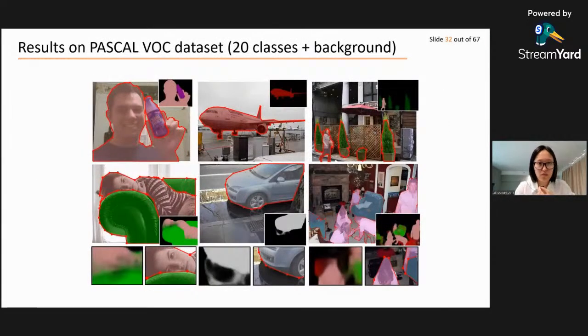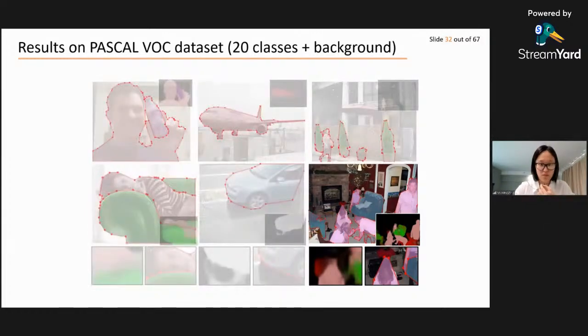Here are some results on the Pascal VOC dataset. The probability maps produced by DeepLab v3 are shown alongside each example. These probability maps are sometimes ambiguous. Our algorithm can capture well the silhouettes of these objects with low complexity polygons. On the bottom right, it shows a failure case. Here, the quality of the probability map is too poor to capture the underlying objects. For example, the lady's head.